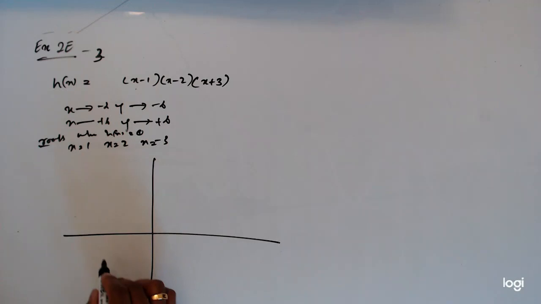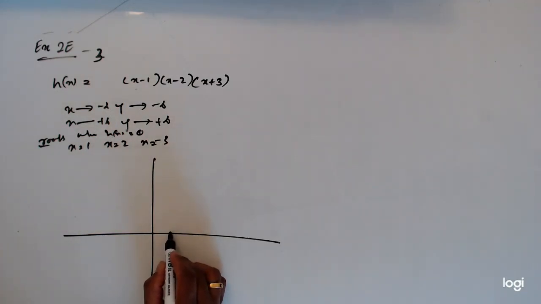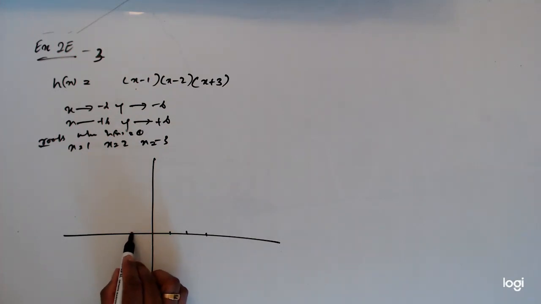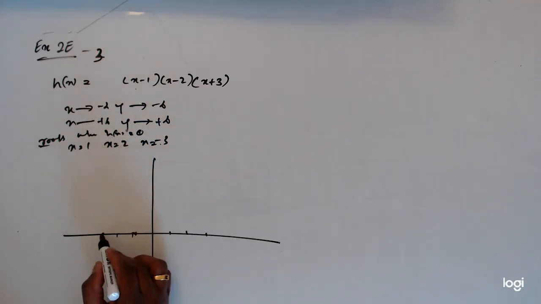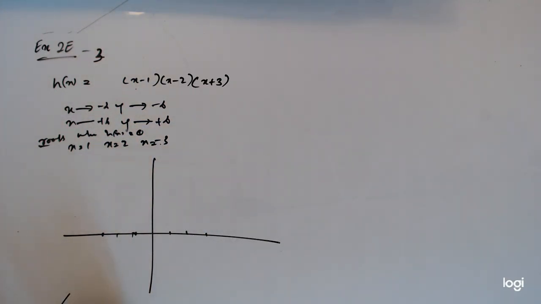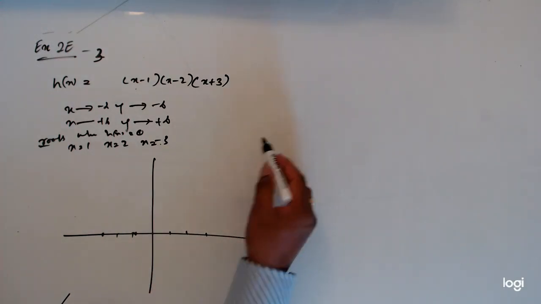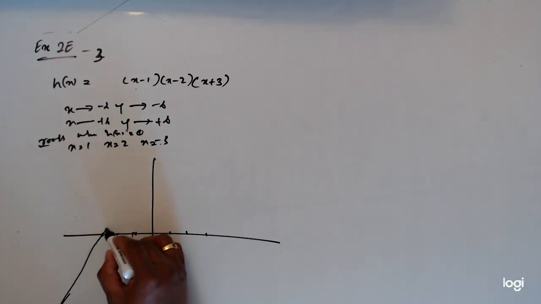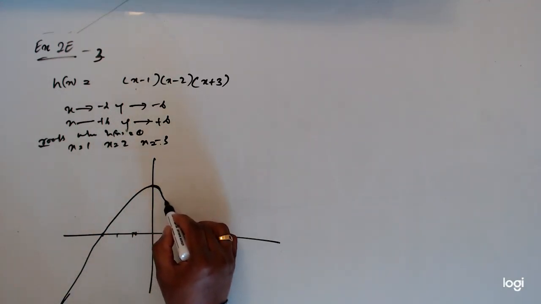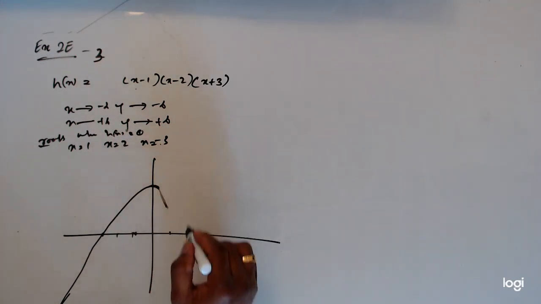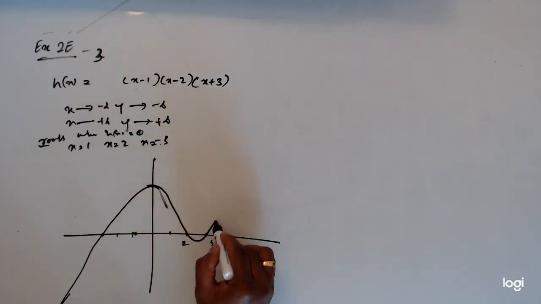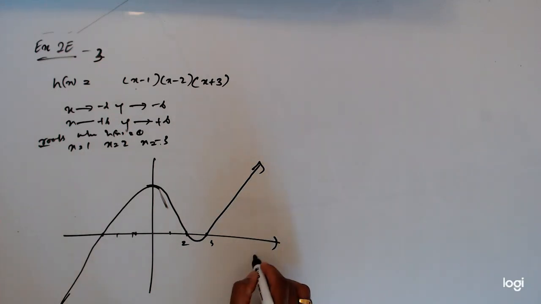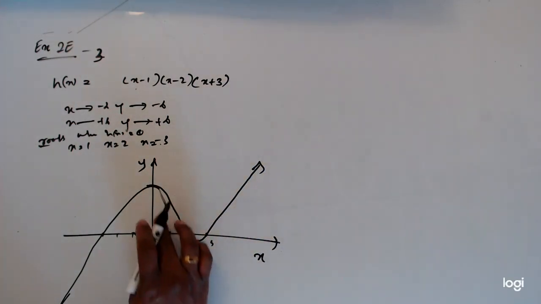Minus infinity to minus infinity, and this is 1, 2, 3, 1, 2, 3. So this is minus 3. So it should be coming from this way, minus infinity to minus infinity, and positive infinity to positive infinity here. So it should go like this. And 2 and 3. So this is 2, 3. So this is the graph.